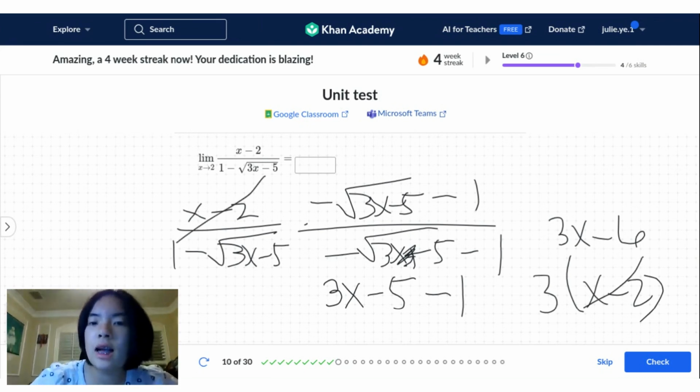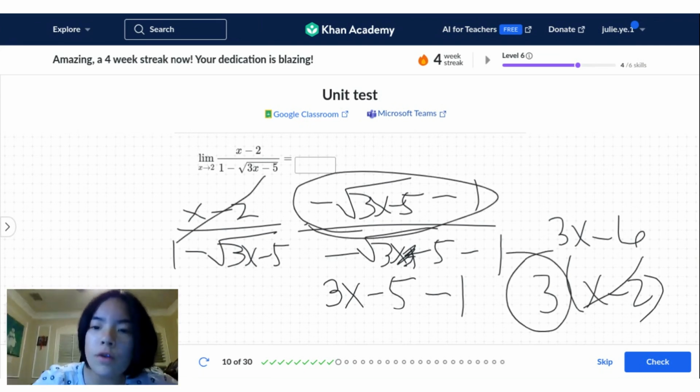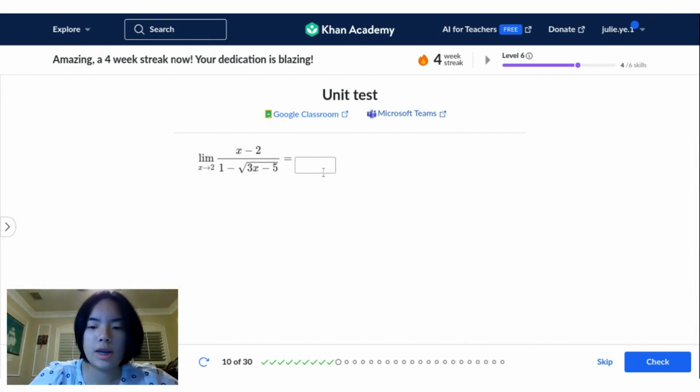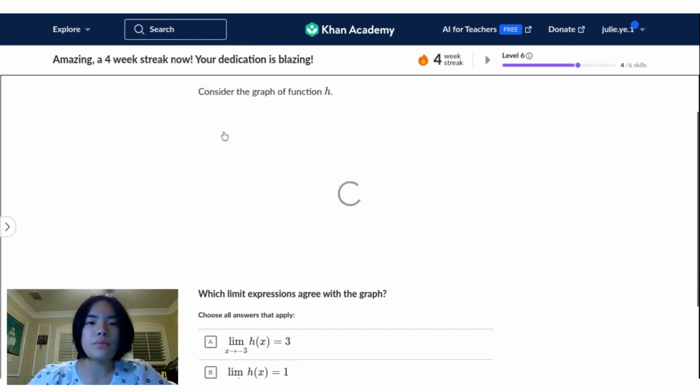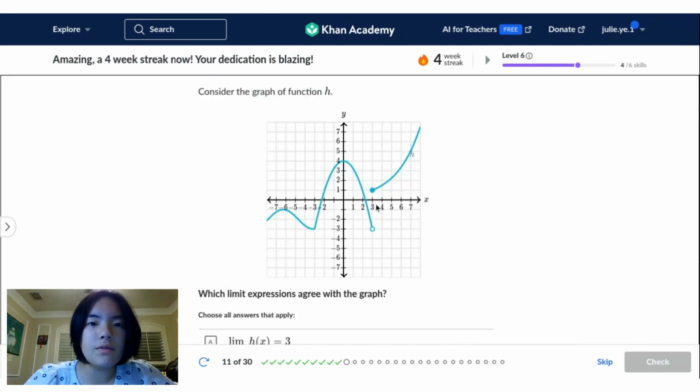This and this will cancel out. So now it's just this over this. If we plug it in, it'll be 3 times 2, which is 6 minus 5, which is 1, and then negative 1 minus 1 is negative 2. So it's negative 2 over 3. I may be confidently wrong, but clearly I'm not. I'm always right.